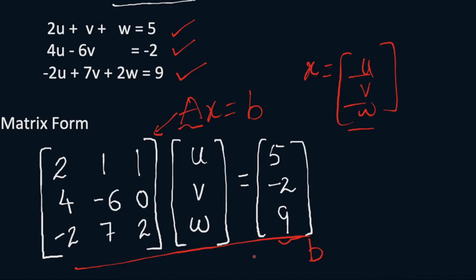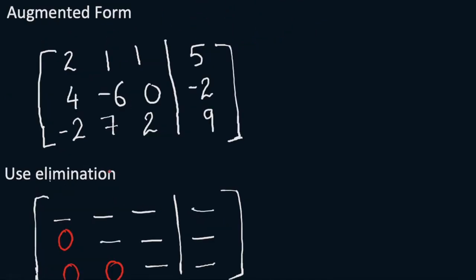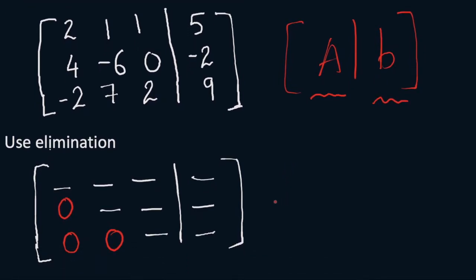Now the important form to write this in is the augmented form. In augmented form, we write this in the form of A slash B, so that whatever operations are done on A, the same operations have to be done on B. Now we are doing elimination here, so the form that we need for elimination is this form.